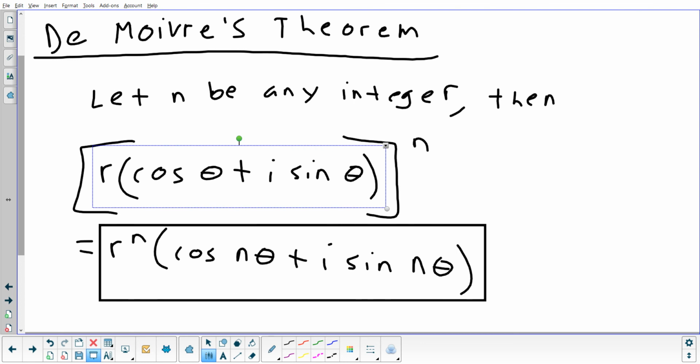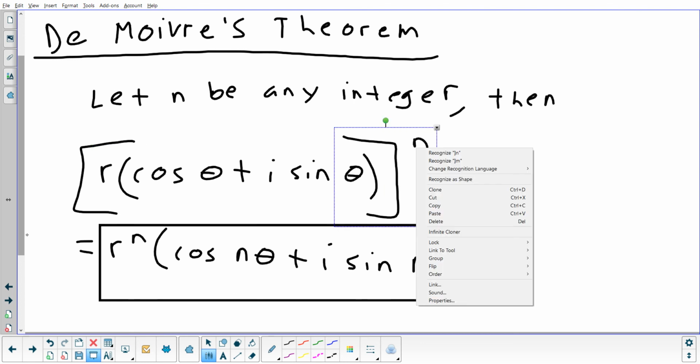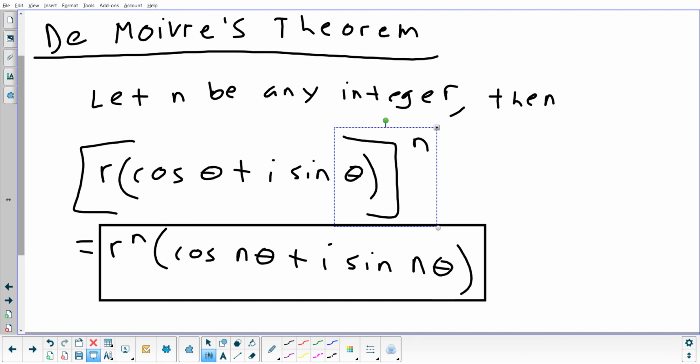You take your radius and you raise it to the power. You take your angle and you multiply it by the power. So like if you had to raise something to the 5th power, it would be r to the 5th cosine 5 theta, i sine 5 theta. And that's going to make raising things to powers a lot easier than having to do it in standard form.